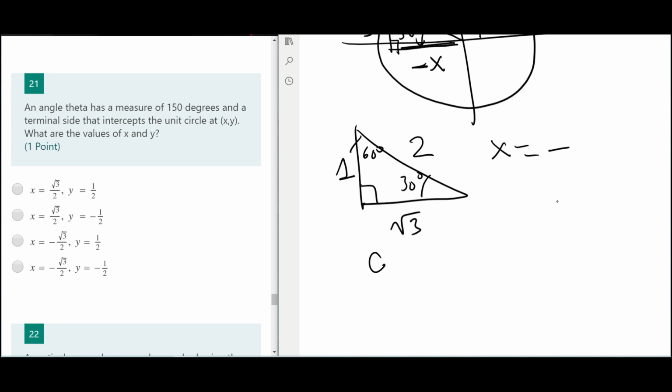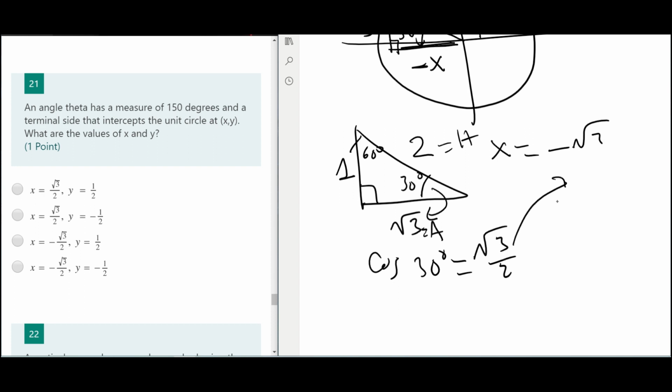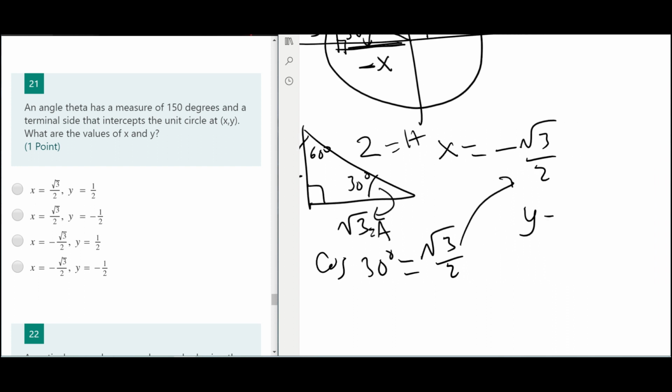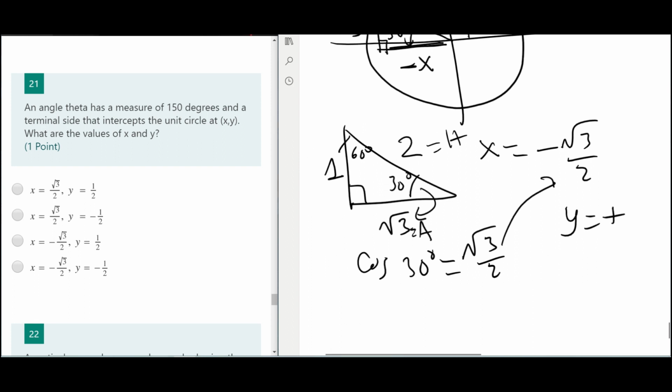So what's cosine of 30? Cosine of 30 is adjacent over hypotenuse. So it's going to be square root of 3 over 2. But since x is negative, we're just going to make a negative here. All right, so x is negative square root of 3 over 2. And then y is positive, and it's going to be sine. So what's sine of 30? Sine of 30 is opposite over hypotenuse, so it's going to be 1 over 2. And that's my y. Okay, so we got y is 1/2, x is negative square root of 3 over 2.